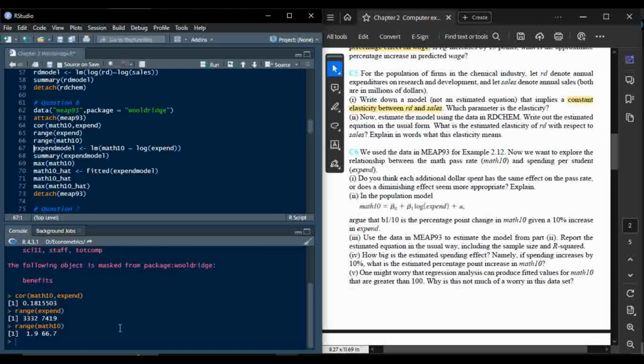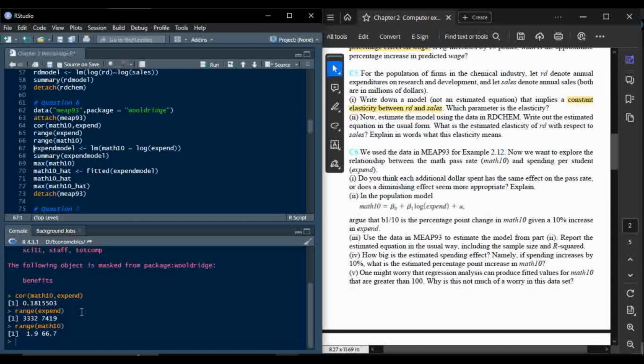The minimum value in expend is 3332, and the maximum value is 7419, whereas in the math pass rate the minimum value is 1.9 and the maximum value is 66.7. So it seems plausible that another dollar of spending has a larger effect for low spending schools than for high spending schools. There are two categories of school in this expenditure column, some low spending schools and some high spending schools. We can deduce it from this range of expenditure.